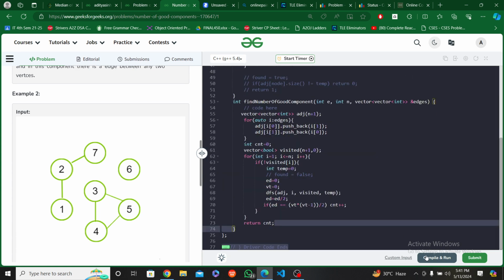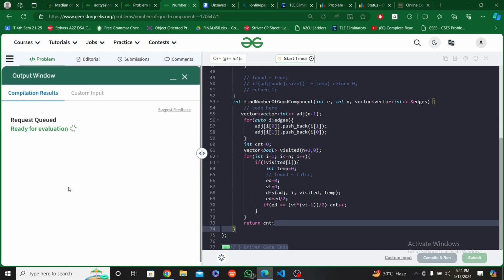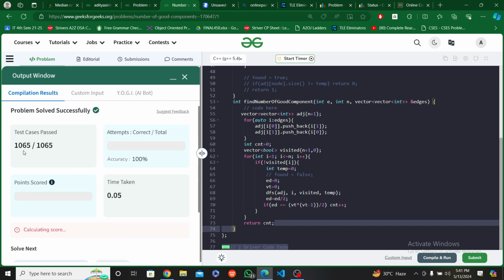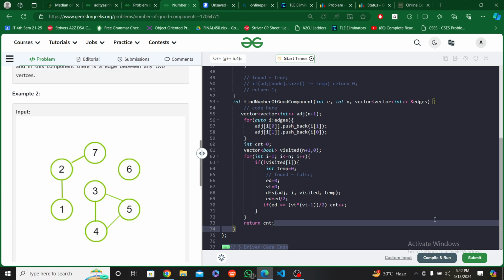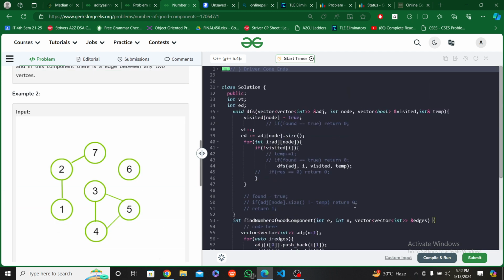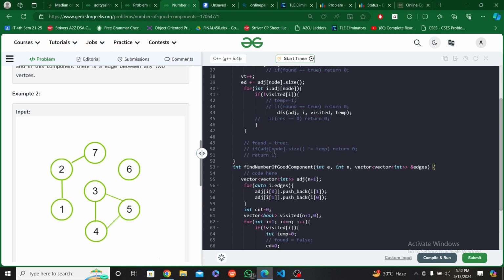So let's compile and run. We are going to compile and run, and you can see that the cases pass one by one. And now I'm going to submit. Let's see. Yeah. Okay. Is it okay? So this is the solution. And what is the time complexity and space complexity?